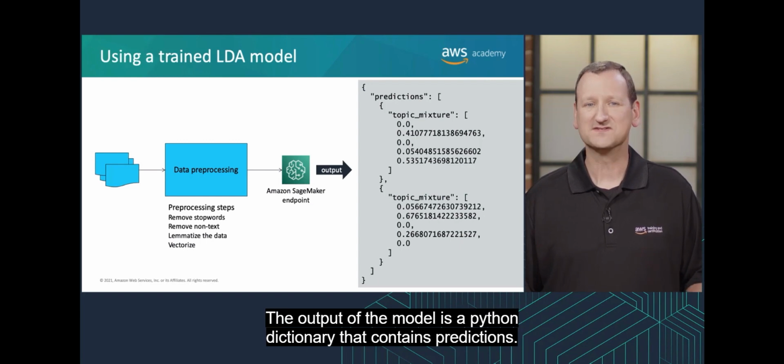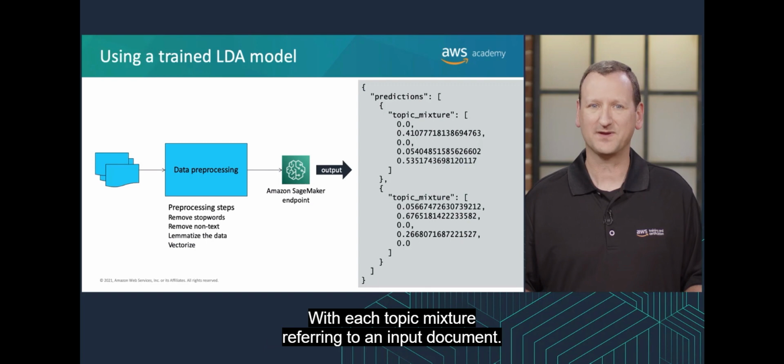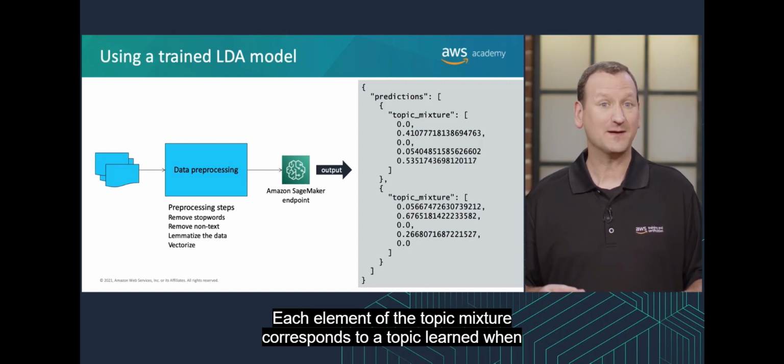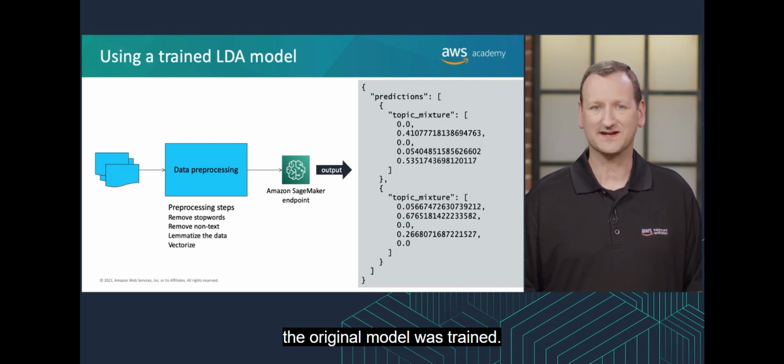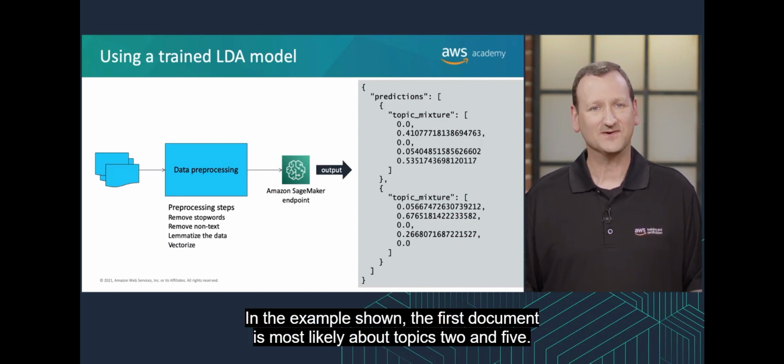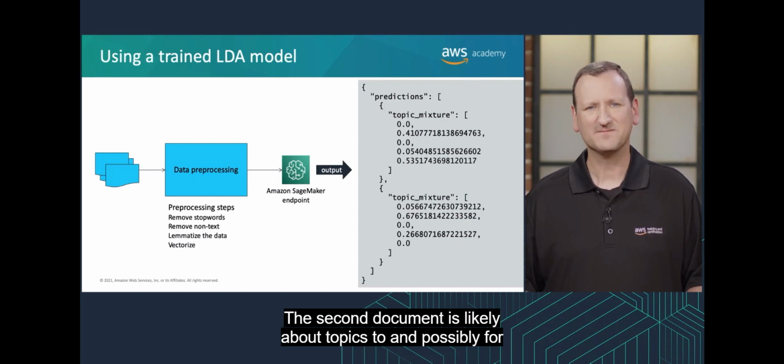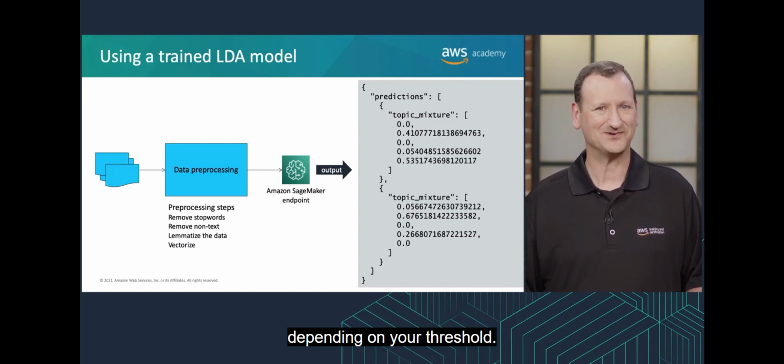The output of the model is a Python dictionary that contains predictions with each topic mixture referring to an input document. Each element of the topic mixture corresponds to a topic learned when the original model was trained. In the example shown, the first document is most likely about topics 2 and 5. The second document is likely about topics 2 and possibly 4, depending on your threshold.